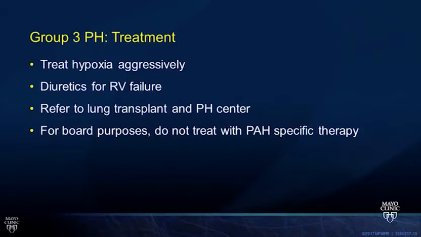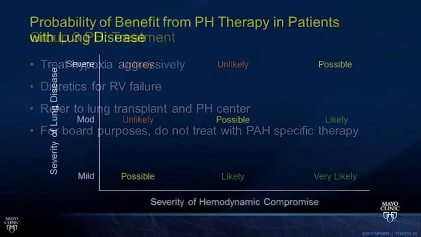And some of those patients do actually respond to those medications, but there is a risk in lung disease that by giving PH-specific medications, you actually worsen the VQ mismatch and increase blood flow to bad areas of lung rather than good areas of lung. So that's the rationale. So no PH-specific therapy for these patients.